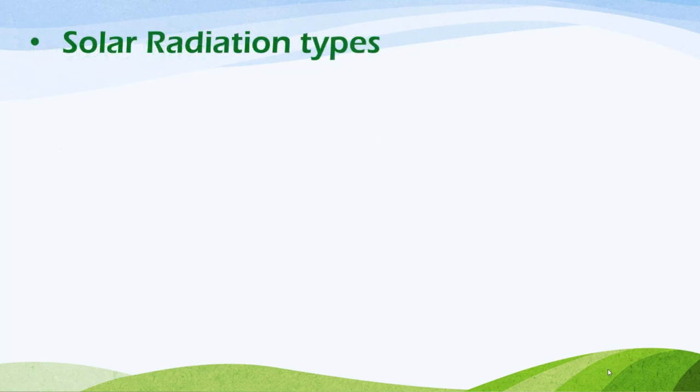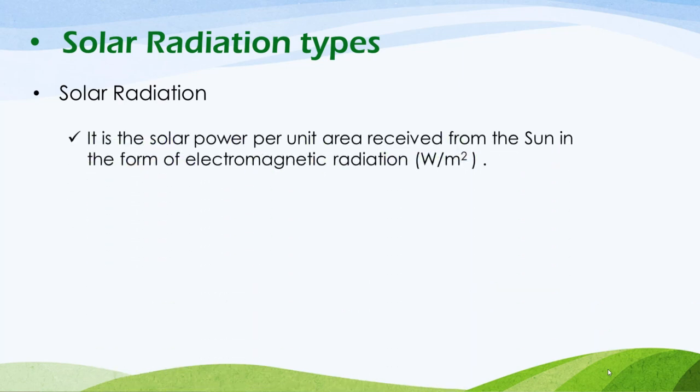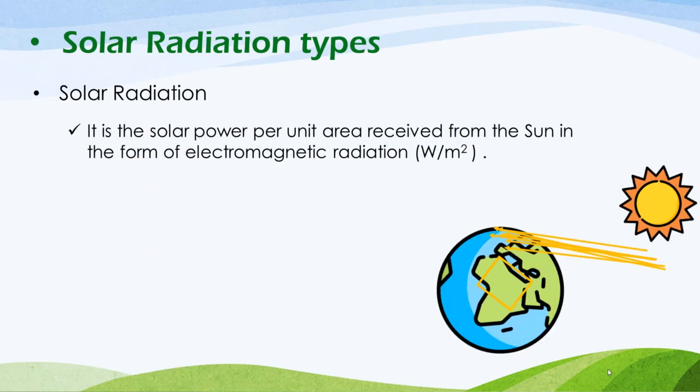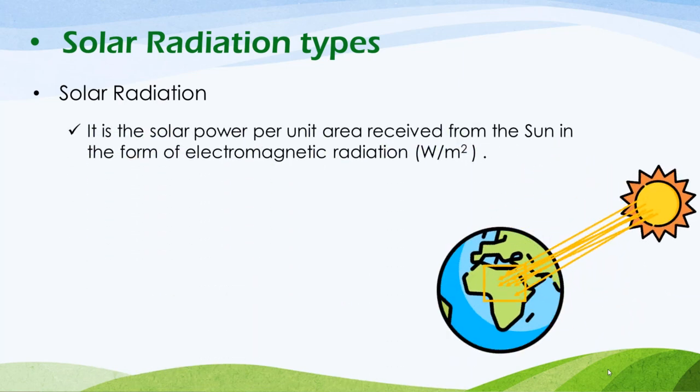So let's go ahead. The first thing which we have is the solar radiation, and the solar radiation is the power that the sun can supply to a specific area on the earth. But this power from the sun is in the form of electromagnetic radiation.